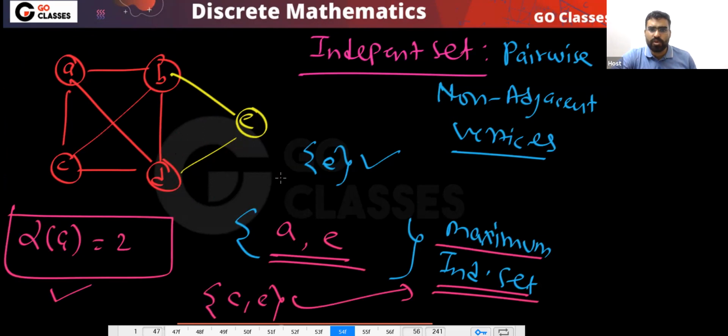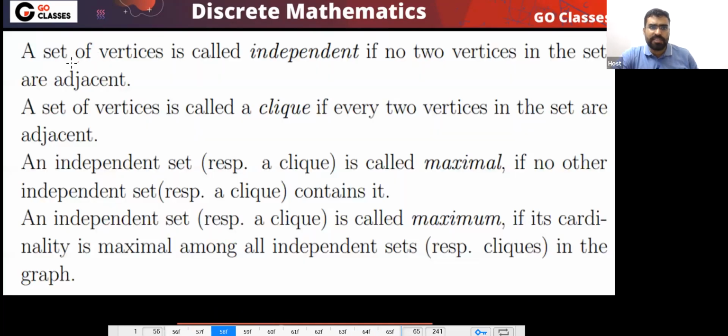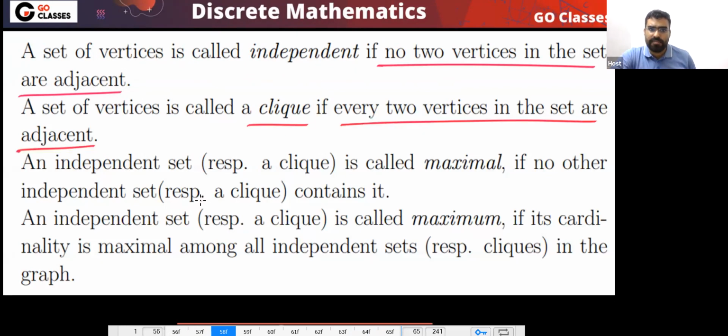Okay. Is this concept of independent set clear? The definition: a set of vertices is called independent when no two vertices are adjacent. That is the definition of an independent set. And what is a clique? Clique means every two vertices are adjacent. An independent set is maximal when you cannot add anything more.